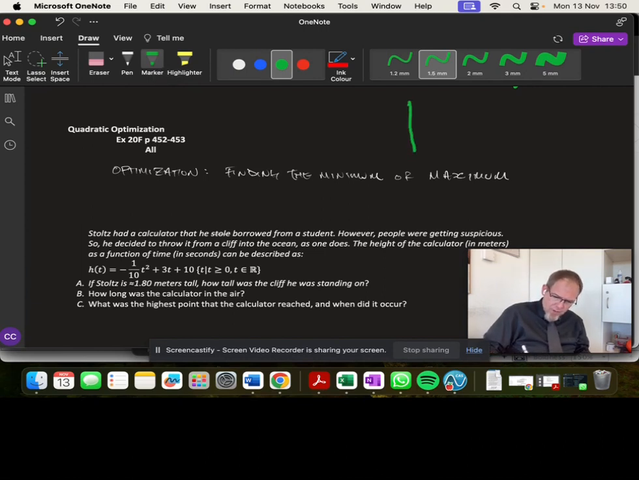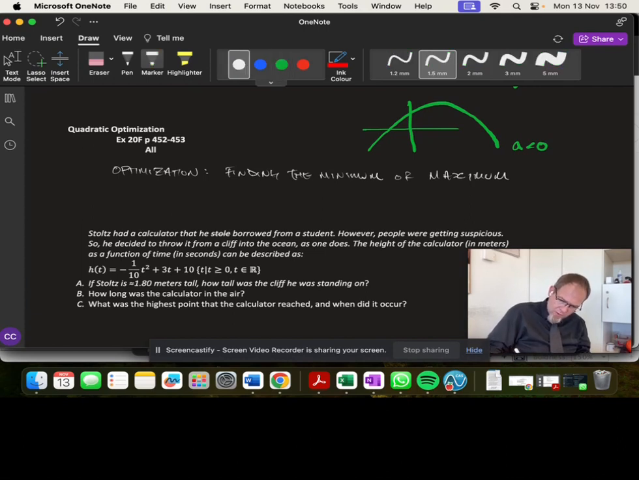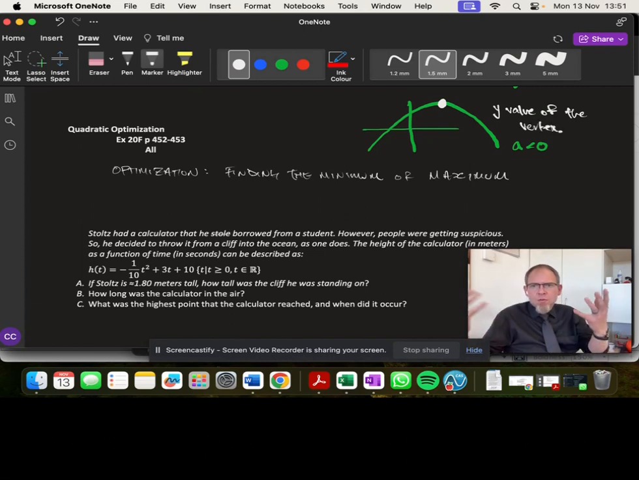So if it's a quadratic that has its a less than 0, then when we optimize it, we're looking to find the maximum value. So we're looking to find basically the y value of the vertex. Generally, if you throw a ball, it follows a parabolic arc. That's very, very common, so that would be something that we would be looking at.